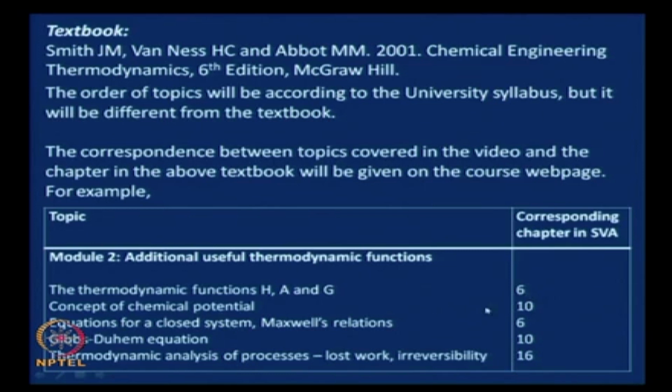Concept of chemical potential will be from chapter 10. Equations for a closed system, Maxwell's equations, will be from chapter 6. Gibbs-Duhem equation will be from chapter 10. Thermodynamic analysis of processes such as lost work and irreversibility aspects will be from chapter 16. So you can go back to these chapters to read up.